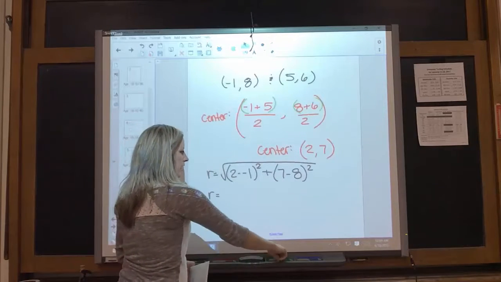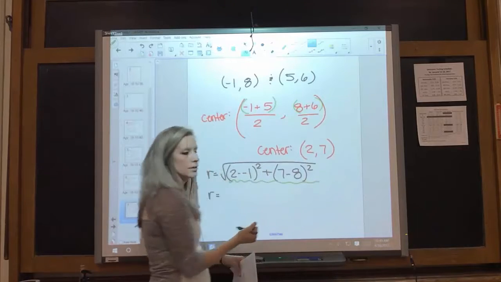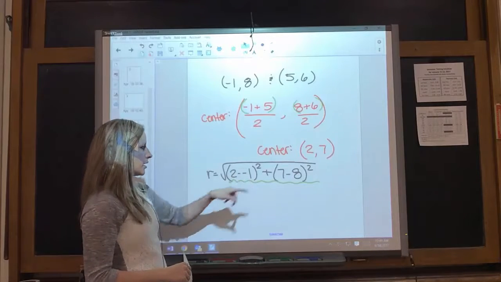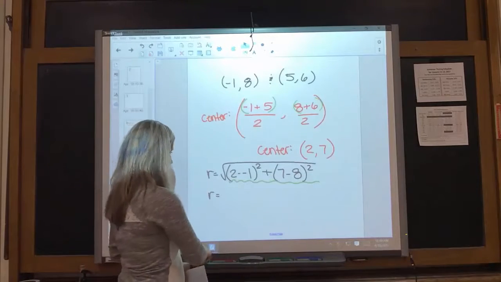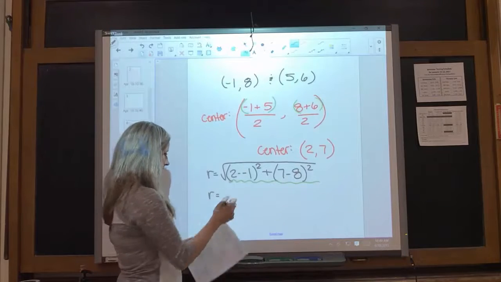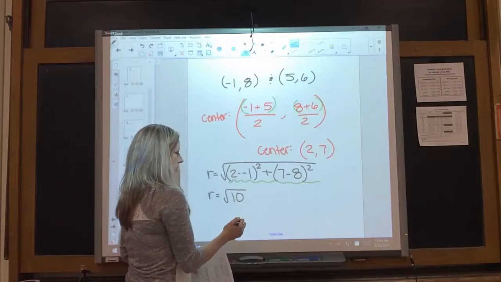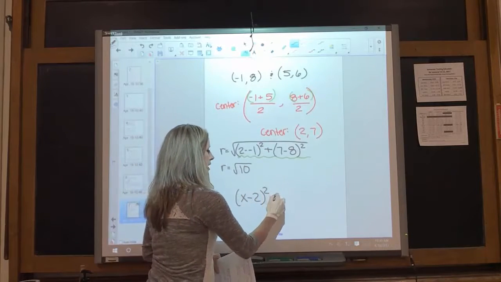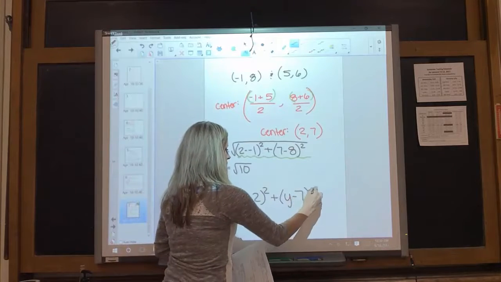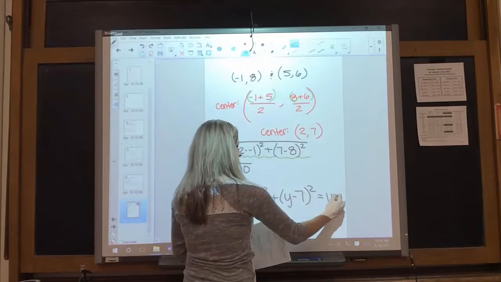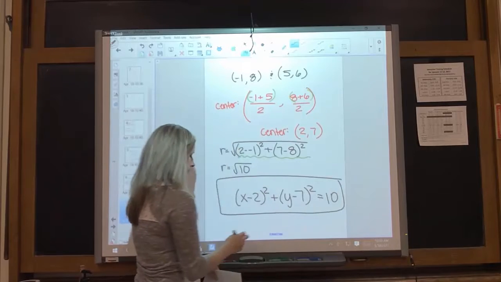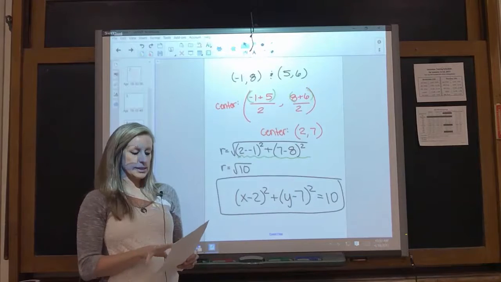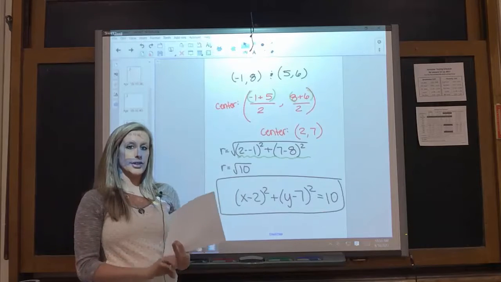Okay, so put that in your calculator. Only put in what's underneath the radical. Okay, so 2 minus negative 1 squared plus 7 minus 8 squared. You should get 10. So my equation is going to be x minus 2 squared plus y minus 7 squared equals 10. Alright, so you're using both formulas in this type of problem to figure out your center and your radius.